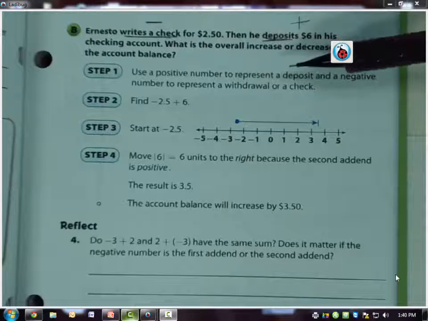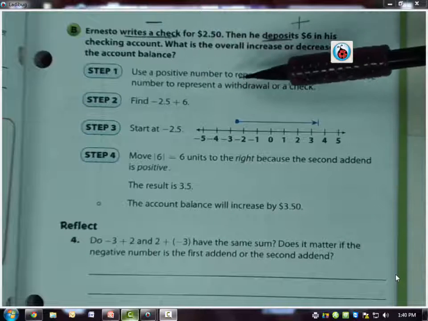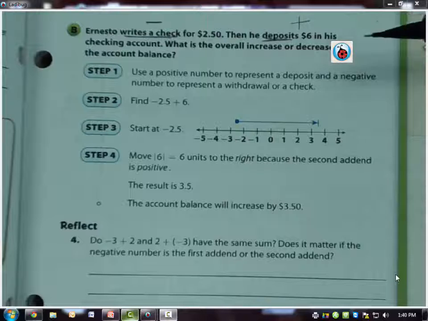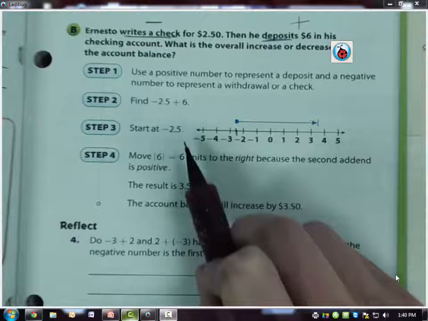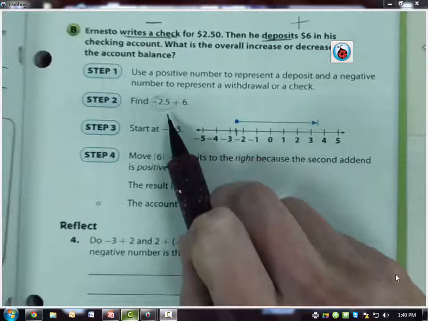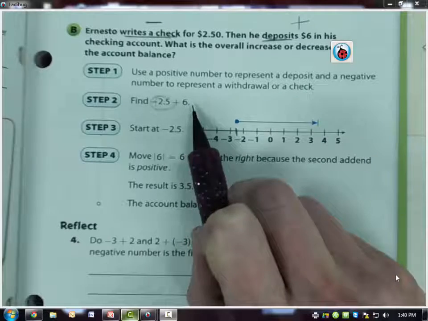Okay, using our number line. If I start at -2.5 and move 6, +6, which way am I going on my number line? Of course, I'm going towards the positives. So I move 6 this way and I land where? Good, I land at 3.5.